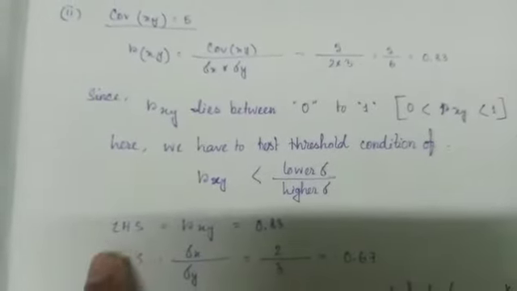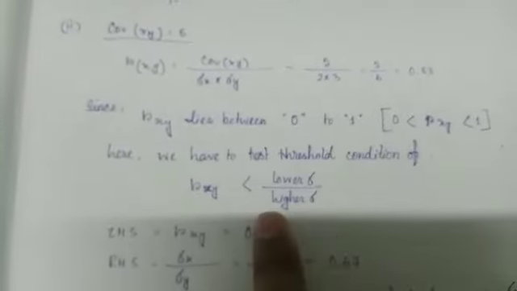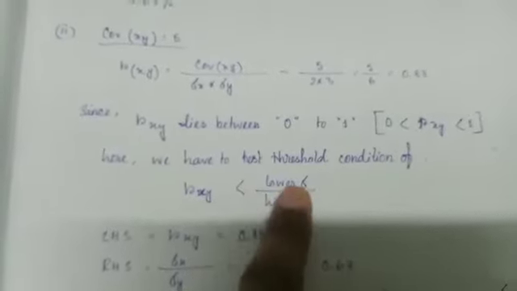Now the threshold condition is that Rxy less than sigma x divided by sigma y. That means here the threshold condition is Rxy less than lower sigma by higher sigma. Now on the left hand side we have Rxy, which is 0.83. On the right hand side we have lower sigma by higher sigma, it is 2 by 3, so it is 0.67. So here the left hand side, that means Rxy, is not less than or equal to lower sigma by higher sigma. Since the threshold condition is not satisfied here.